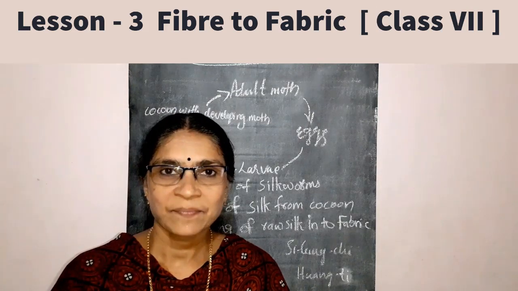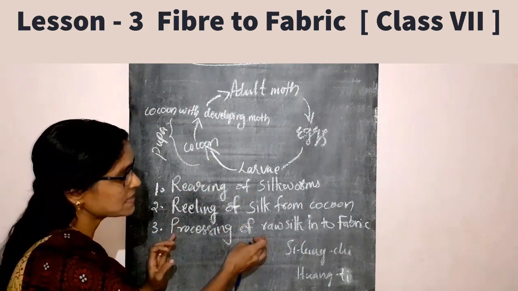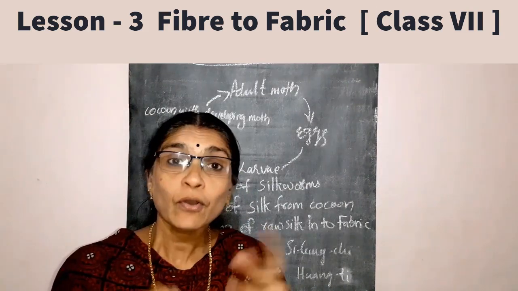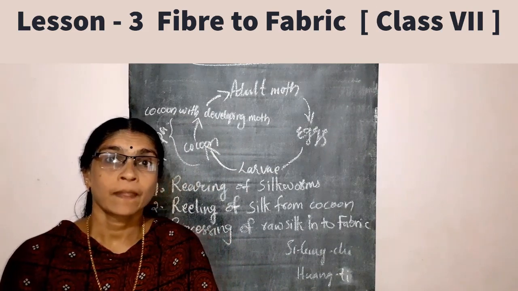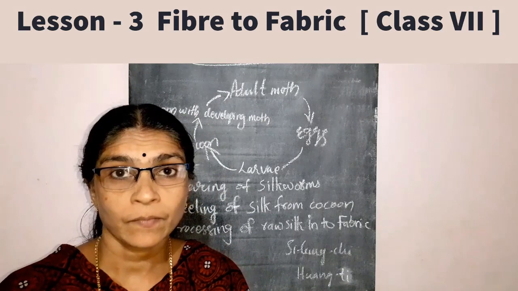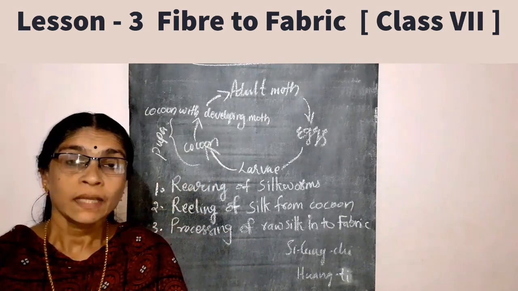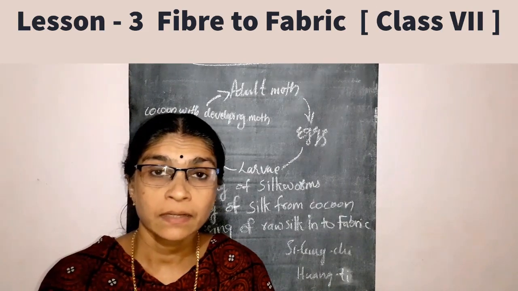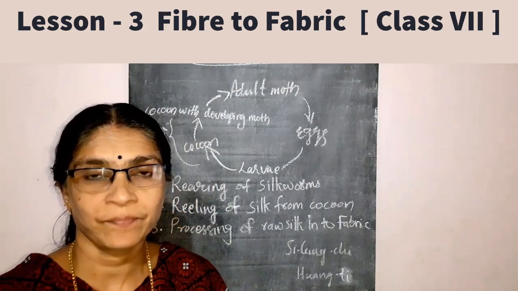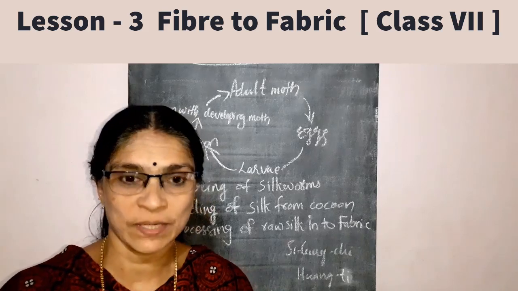The next step is processing of silk. First, rearing of silk, and then reeling of silk from the cocoon. For obtaining silk, we have to collect a pile of cocoons. And these cocoons are kept under the sun, or boiled, or exposed to steam. Then the fibers are separated from the cocoon.